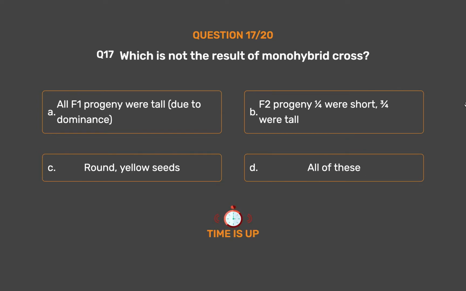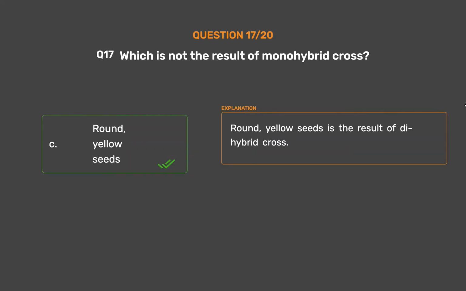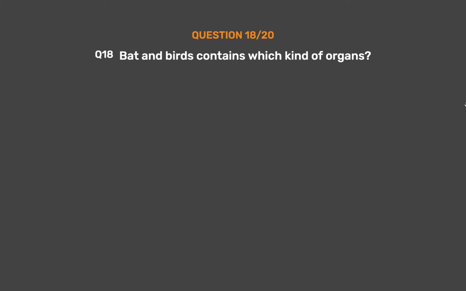The correct answer is option C. Round, yellow seeds. Round, yellow seeds is the result of dihybrid cross. Question number 18. Bat and birds contains which kind of organs?